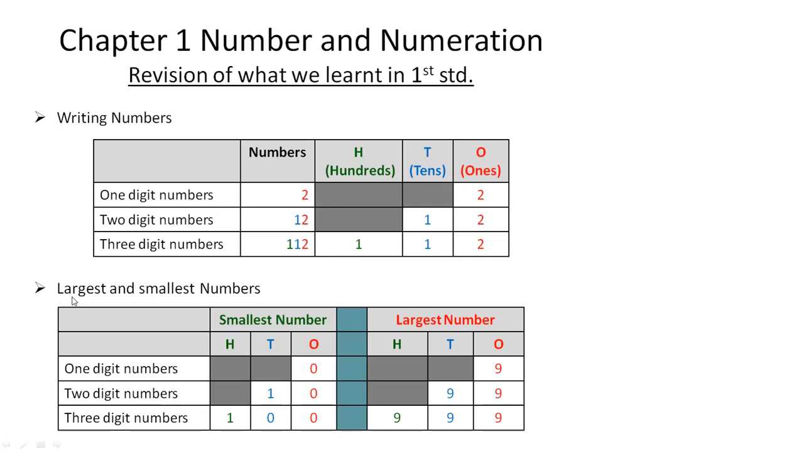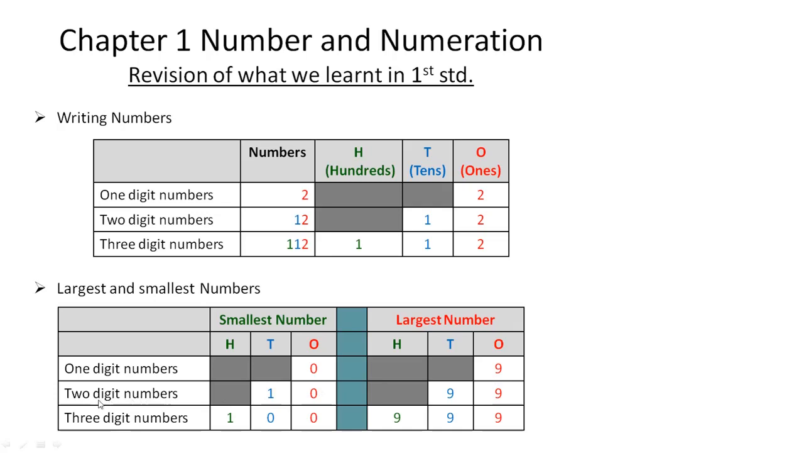Now, largest and smallest numbers. If we see one digit numbers, there are 0, 1, 2, 3, 4, 5, 6, 7, 8, and 9. Right? So, in one digit number, what is the smallest number? Tell me. Of course, it is 0. And what is largest number? Which is largest number? Of course, 9.